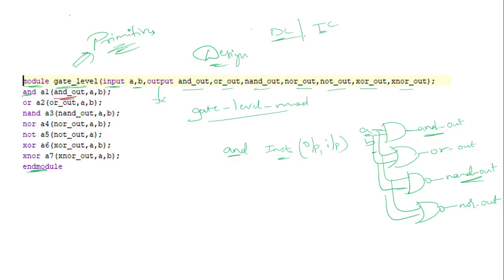So AND_out is our output. A, B are the inputs. For this, you can consider this is the AND gate. So AND_output is the output and A, B are the inputs. You can follow it like this: output followed by input.